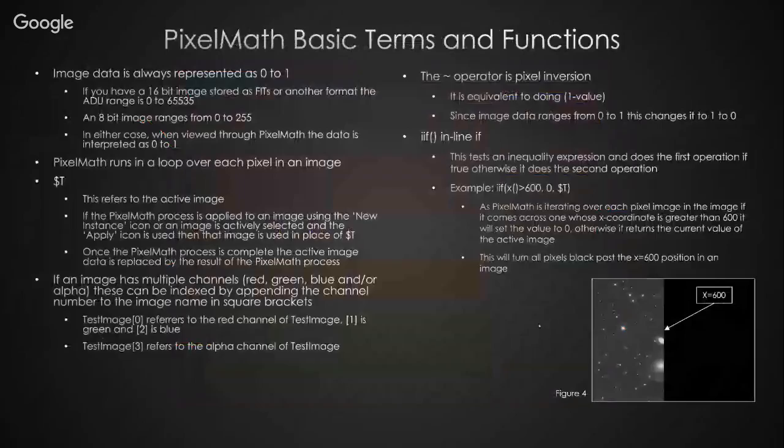All right, so let's go over some basic terms and operations of PixelMath. Like I said, image data is always represented as 0 to 1. If you've got a 16-bit image stored as FITS data or whatever, and that data is stored as 0 to 65535 in the file, doesn't matter. When you bring it in, it will be represented as 0 to 1. So if your pixel value is 0, it'll show up as 0. If your pixel value is 65535, it'll show up as 1. Same with an 8-bit image. It ranges from 0 to 255. That'll be compressed into a 0 to 1 range, right?